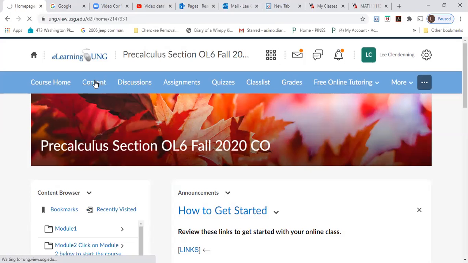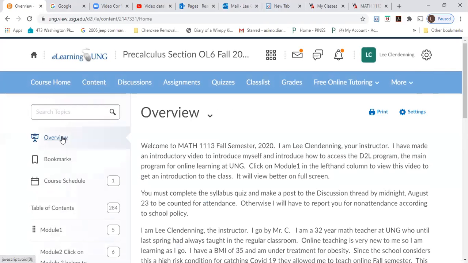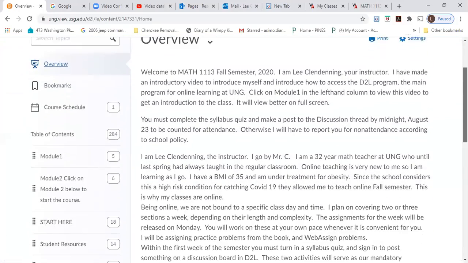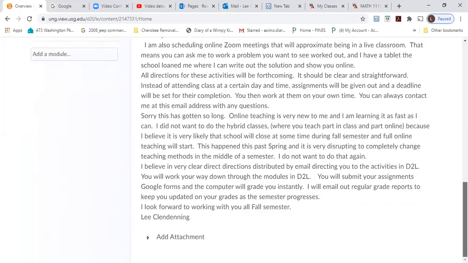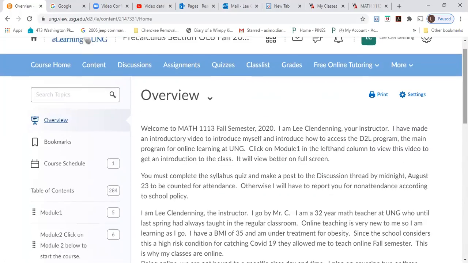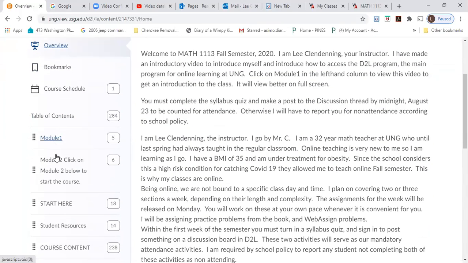I click on the word content, and I have posted material under overview. And I've got a fairly lengthy kind of introduction where I'm trying to explain everything we're going to do in the class. Read through it. Nothing under bookmarks, nothing under course schedule. And table of content includes a bunch of other junk, so I kind of ignore it.